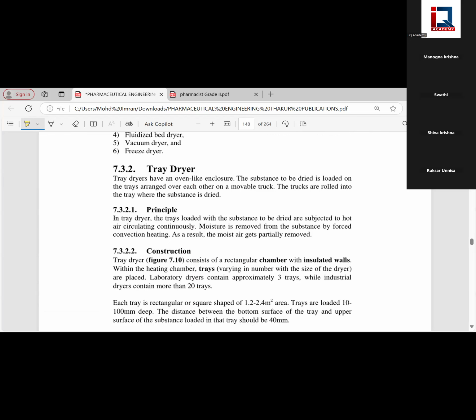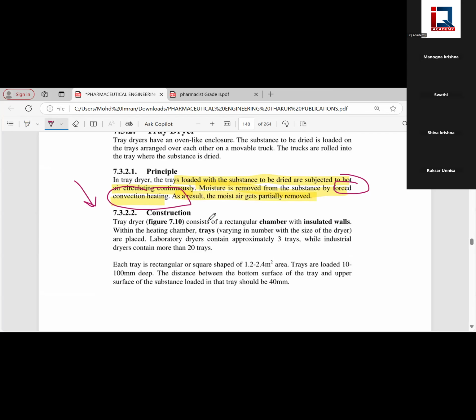In the tray dryer, the trays loaded with the substance to be dried are subjected to hot air circulation continuously because of the fan. Moisture is removed from the surface by forced convective heating. As a result, the moist air gets partially removed. So the important point in the principle is forced convective heating because of circulating the hot air. This is the point to be remembered.